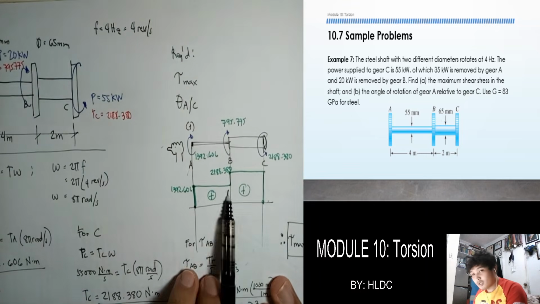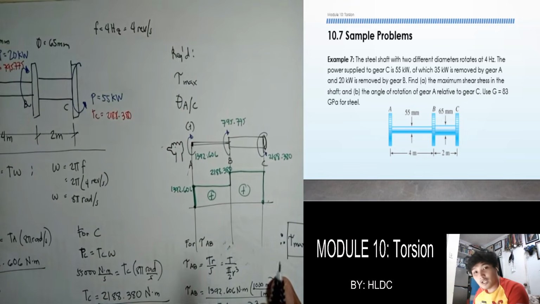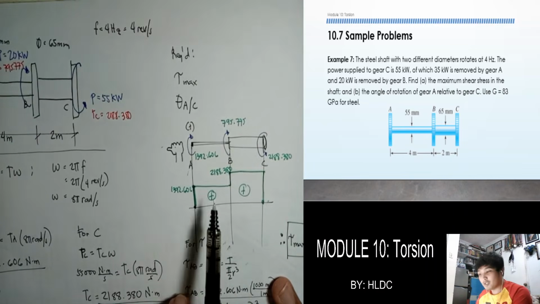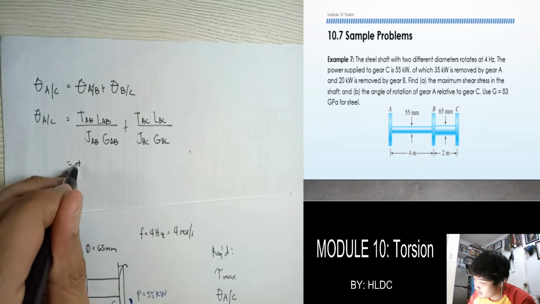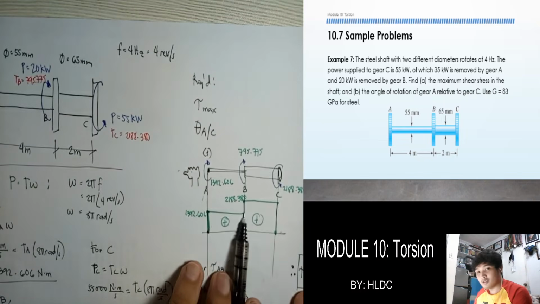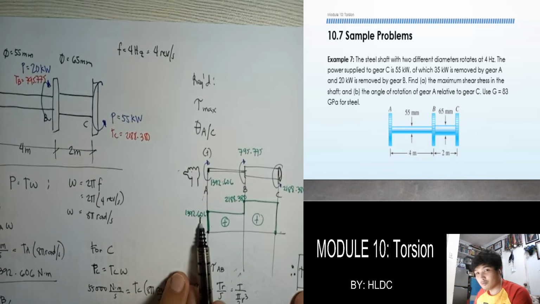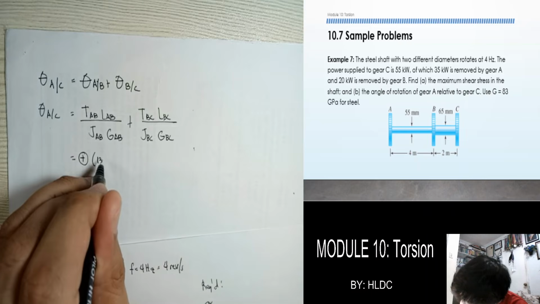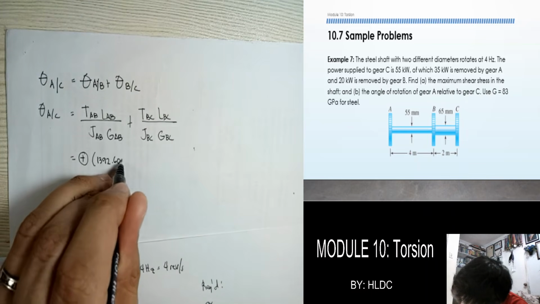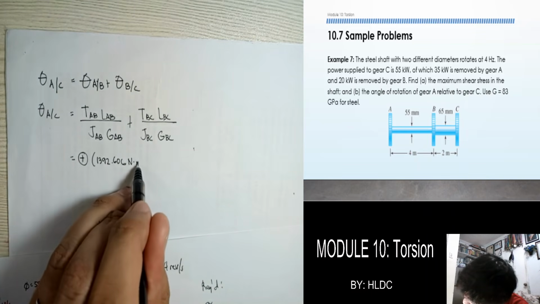Okay, so ilan ang torque sa AB? So titingnan mo ito dito, class. At mahalaga na yung sign, no? Pag pinag-uusapan yung angle of twist, para malaman natin yung tamang sagot, mahalaga yung paggamit ng sign. So positive torque siya, no? So therefore lalagay ko dito is positive. And then sa AB, 1392.606, the unit is Newton meter.